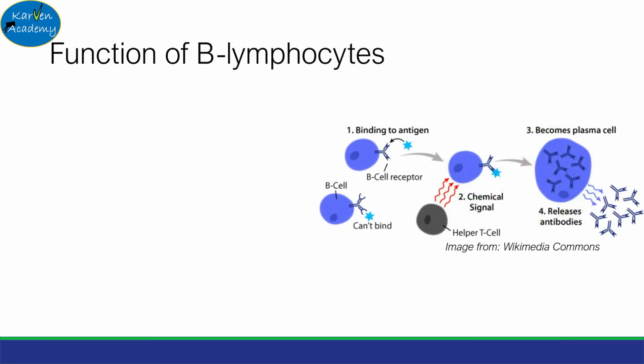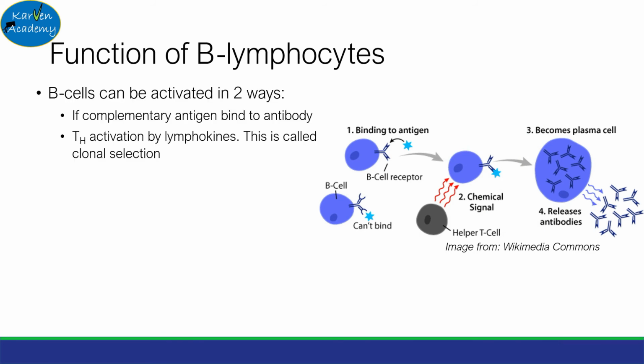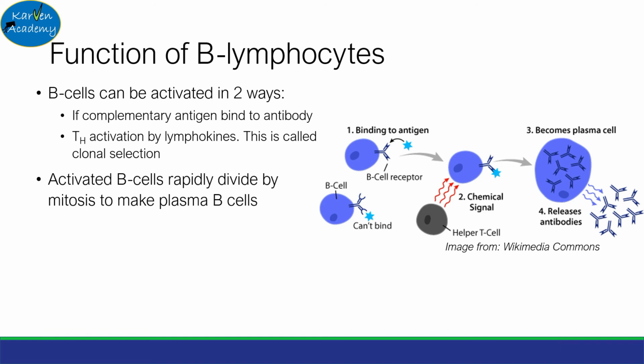The B lymphocytes or B cells can be activated in two ways. One is if complementary antigen binds to the antibody that covers the B cell. Alternatively, a specific T helper cell can find that specific B cell, and this is called clonal selection. The activated B cells divide rapidly by mitosis to make plasma B cells, which produce many monoclonal antibodies.